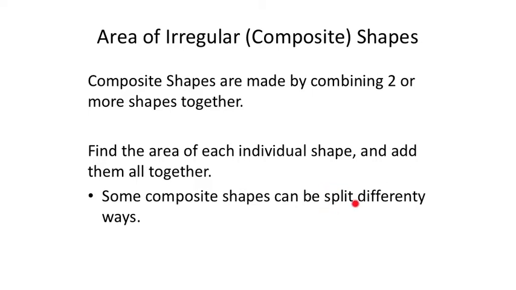Okay, so yeah, some composite shapes can be split differently. And when we say split, it means I'm actually cutting off pieces and maybe combining with other parts of the irregular shape that's already given. And we'll see the strategy used, although you can use the direct approach of just finding each individual part and then adding them together. I'm still going to be doing that, but I'm going to be combining stuff as I go.